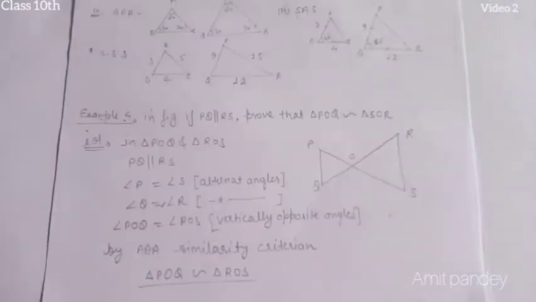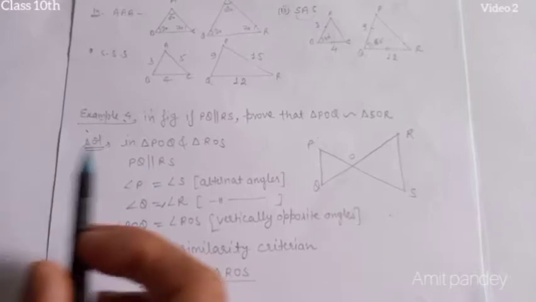One more thing you have to keep in mind: if any two corresponding angles are equal in two given triangles, then both are similar. So here we have the triple A and double A criteria, both I think are the same. Now let's do a question, example 4.